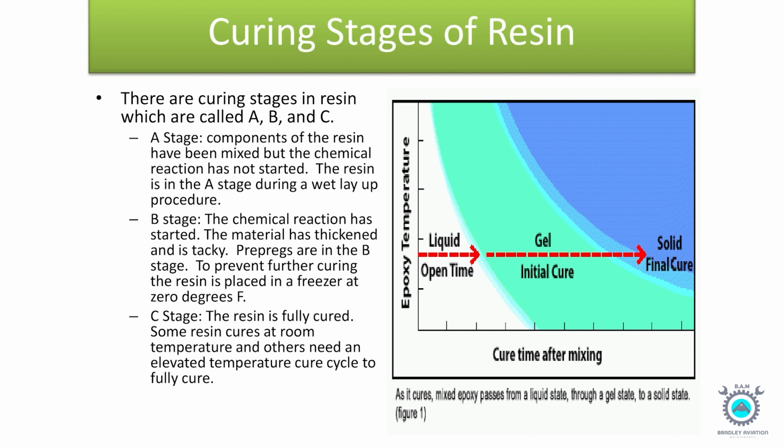To prevent further curing, the resin is placed in a freezer at 0 degrees F. C stage: the resin is fully cured. Some resin cures at room temperature and others need an elevated temperature cure cycle to fully cure.